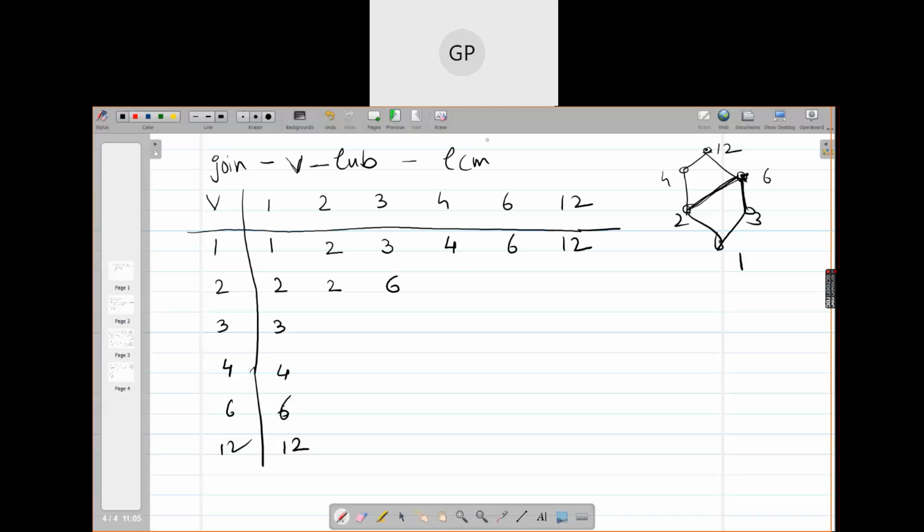Yes, ma'am. Now what about 2 and 4? The LCM we have to find: 4. 2 and 6. मैंने क्या कहा, जब दोनों के बीच में लाइन है तो ऊपर वाला एलिमेंट LUB होगा, नीचे वाला एलिमेंट GLB होगा.